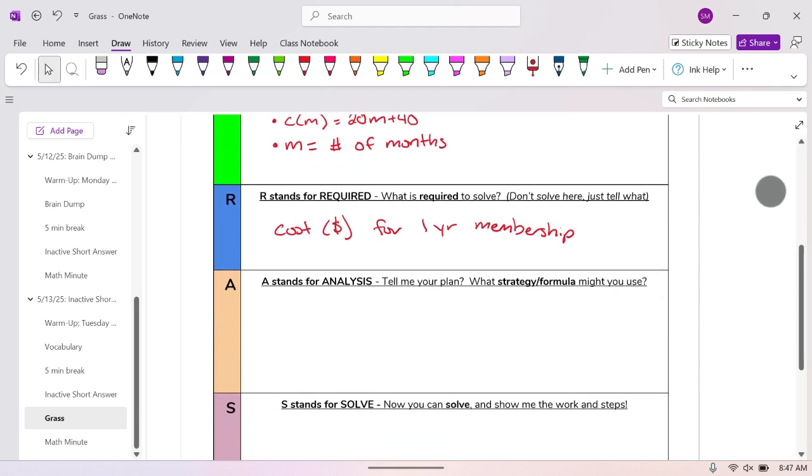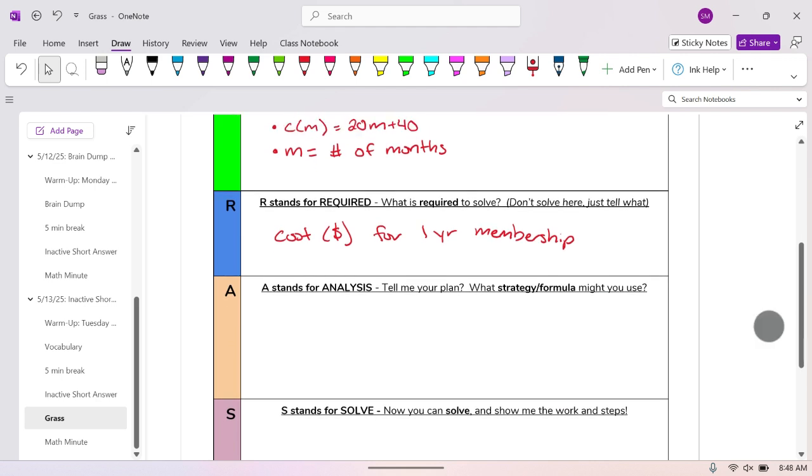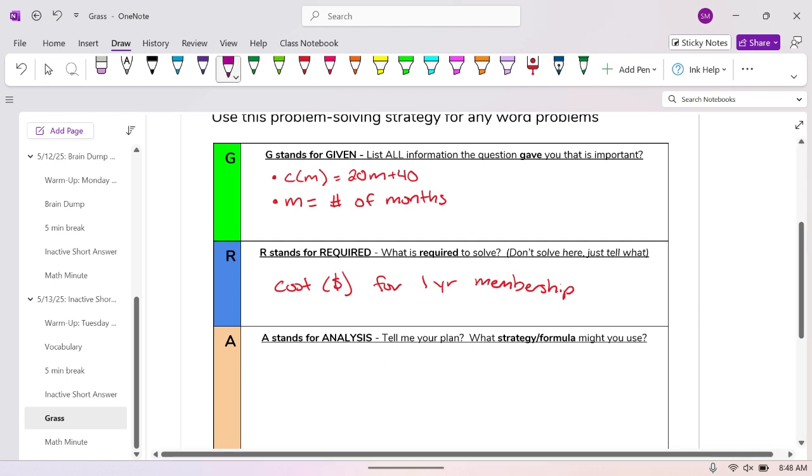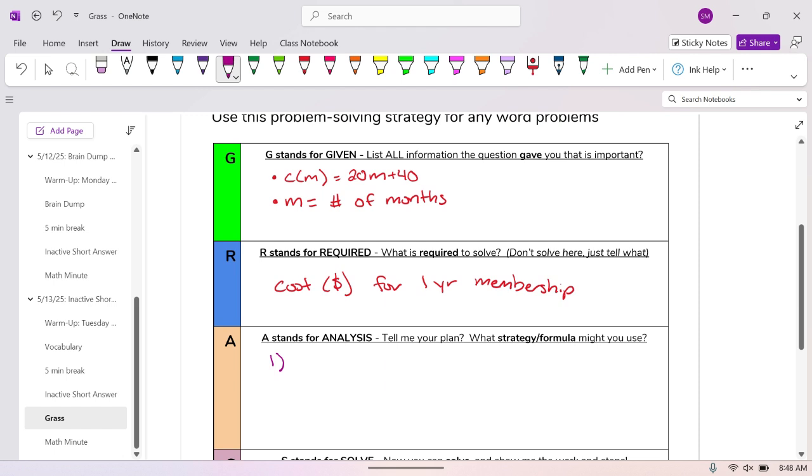All right. So now let's figure out a plan of attack. That's where our analysis comes in. So does someone have an idea of what we need to do, or what we need to do first? There's a couple of steps to this. What do you think is something that we need to do first?